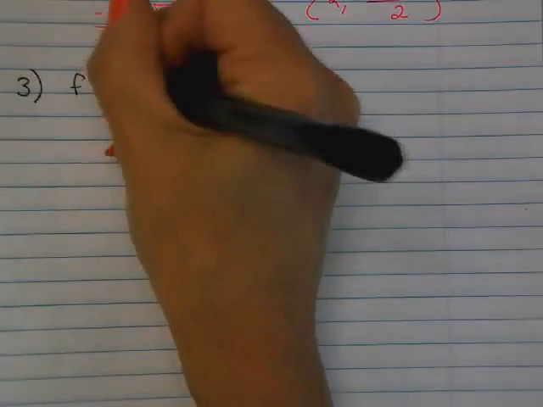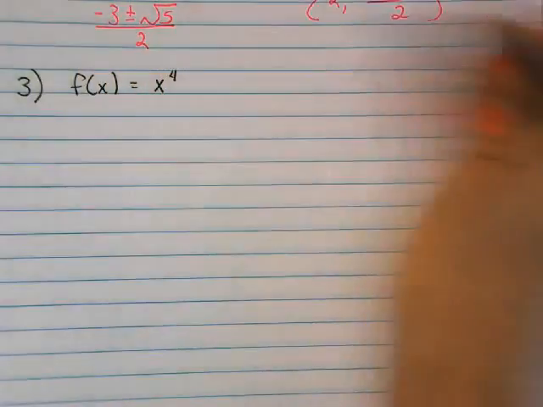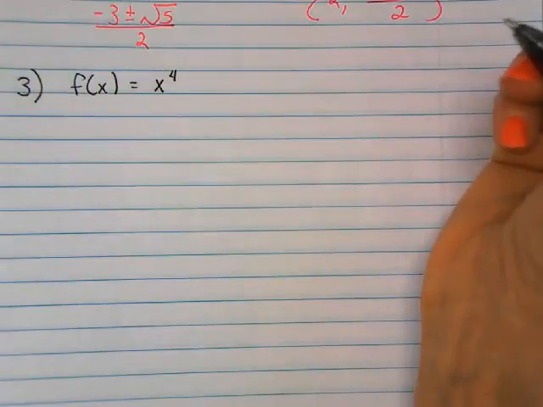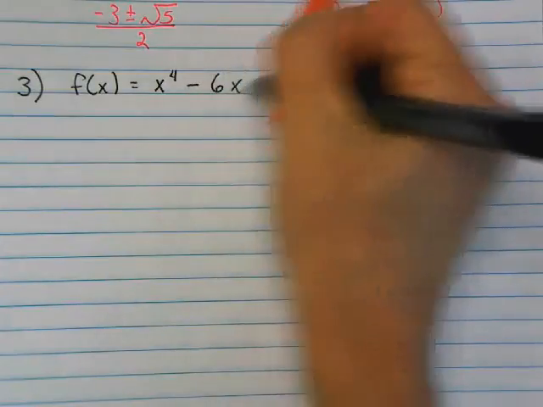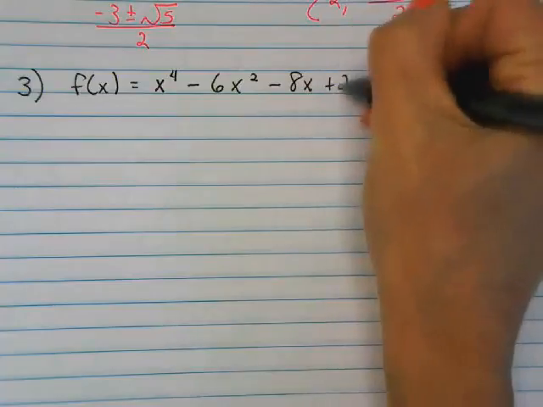F of x is equal to x to the 4th minus 6x squared minus 8x plus 24. So how many roots will I have? I'll have 4 zeros. So I'll get 4 answers.